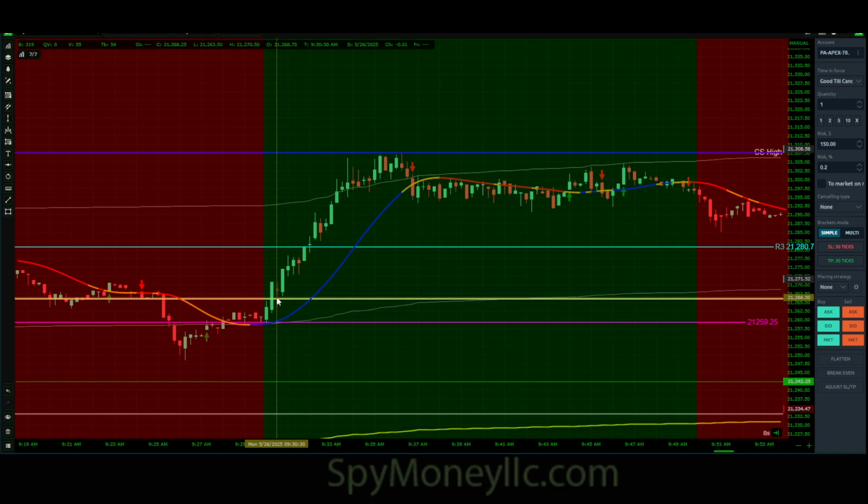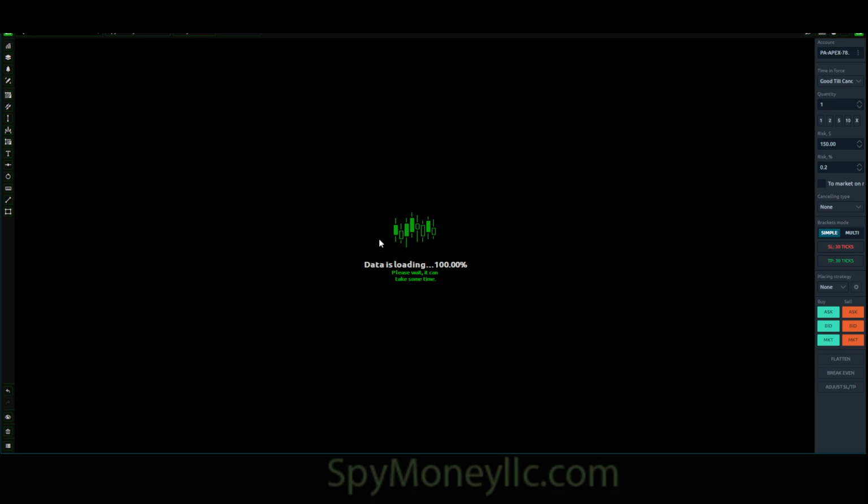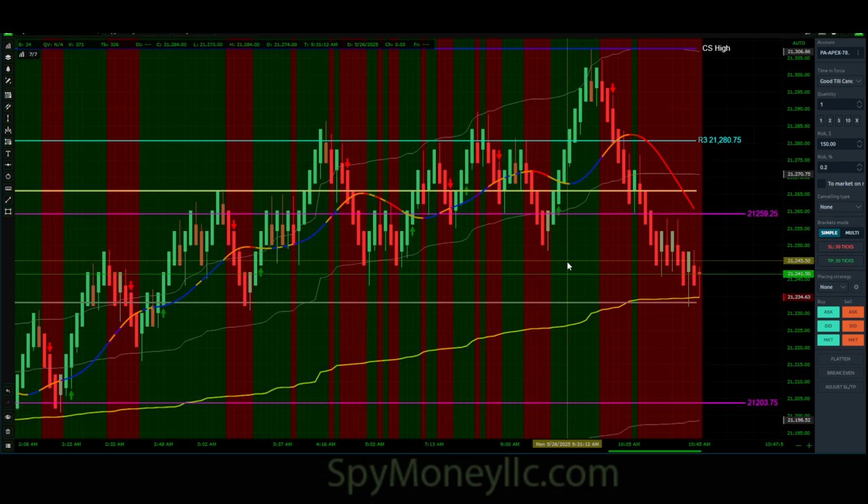Now we have one person in our group. He does a 100 tick stop loss and a 100 tick profit. He trades a different time frame, and I'll show you that. We go down and we go on a 40 Spy Money bar. Now he has a different background. He'll go into a different one, so I'll show you what he does.